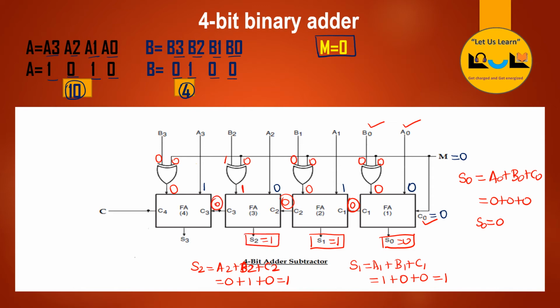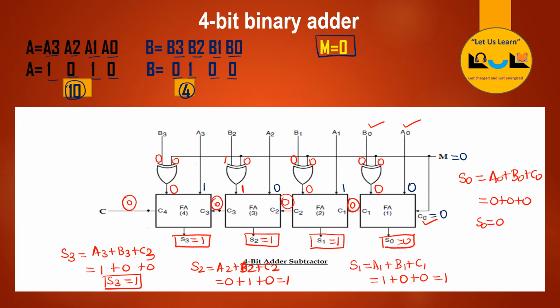So next we are going to find the S3. S3 is equal to A3 plus B3 plus C3. So A3 value is 1 and B3 value is 0 and then C3 value is 0. So here we will get S3 is equal to 1 and then carry is 0. So carry we will get 0 here and then S3 value is 1.